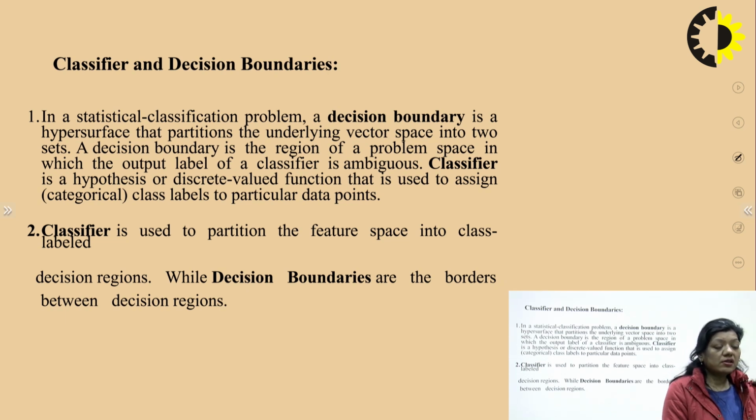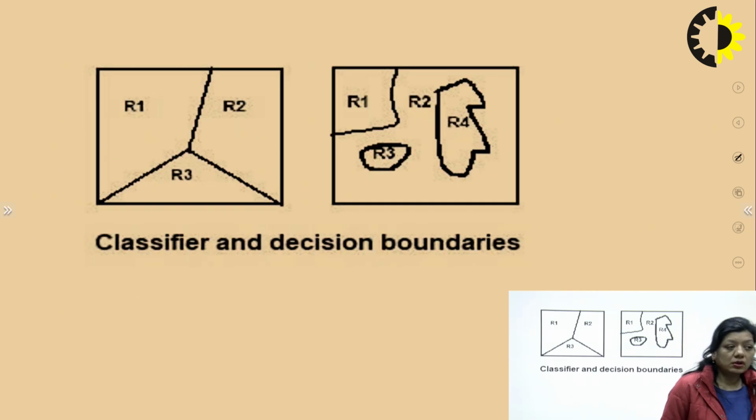The classifier is used to partition the feature space into class-labeled decision regions, while decision boundaries are the borders between decision regions. So this is the classifier and this is the decision boundary region.